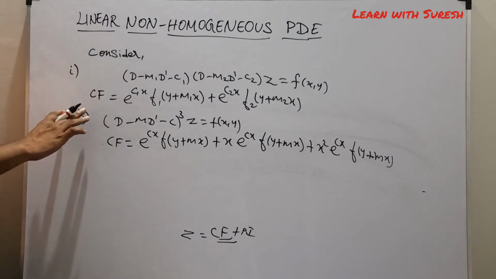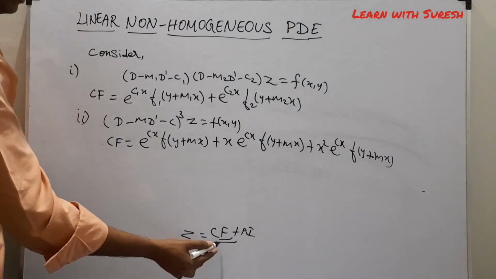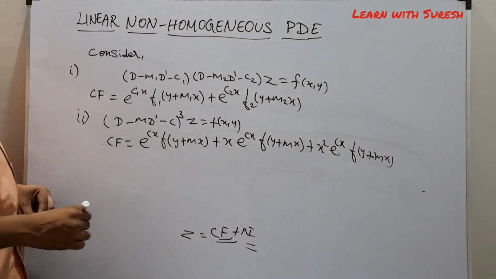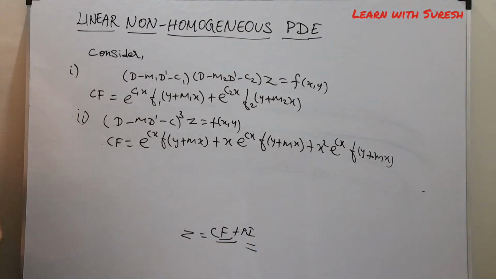In this way we can find the complementary function, and the particular integral can be found as usual, as we did in the homogeneous partial differential equation. The same method can be followed. Let us see a few problems.